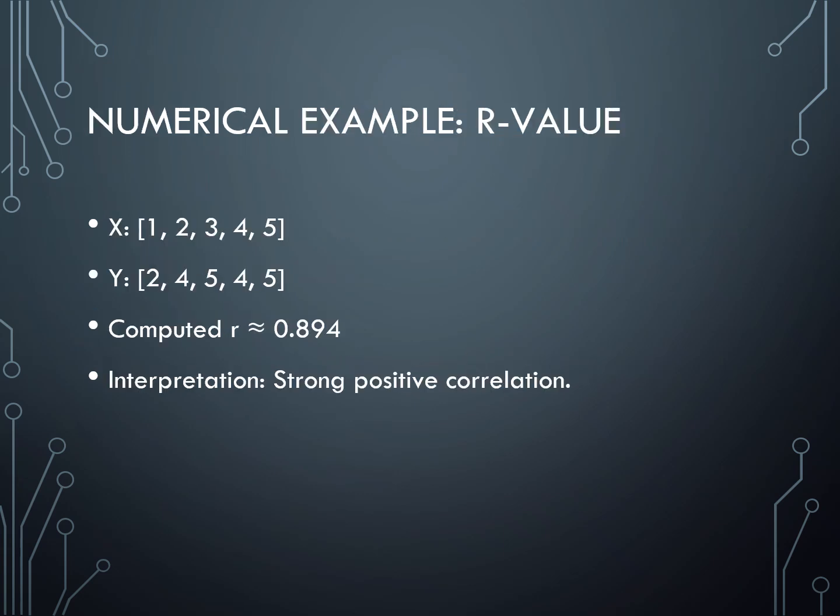Numerical example for R value. For example, using data x equals 1, 2, 3, 4, 5 and y equals 2, 4, 5, 4, 5, we calculated R equals 0.894. This means around 89% of the relation between x and y is positively correlated. This is a strong positive correlation.